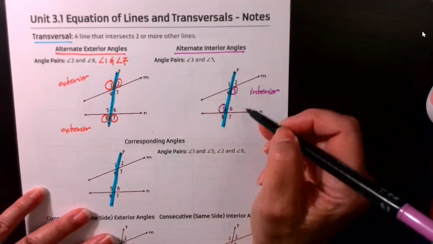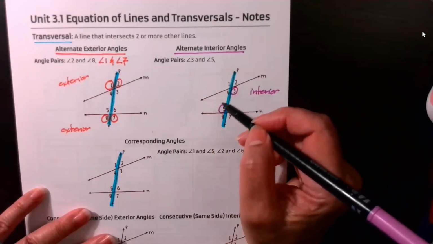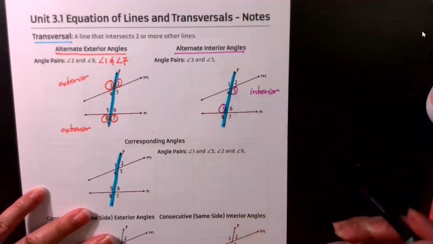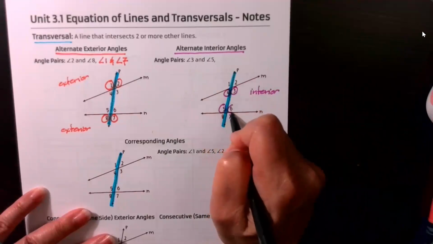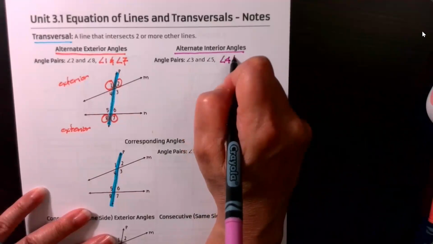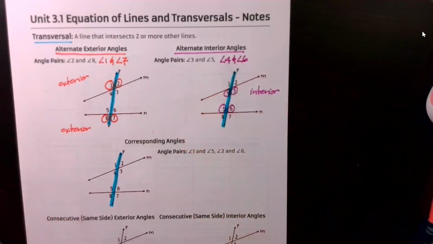Notice they are inside the two lines that are cut by the transversal, and they are on opposite sides of the transversal, so they're alternating. Another pair that we have is angle 4 and 6. So angles 4 and 6 represent another pair of alternate interior angles.